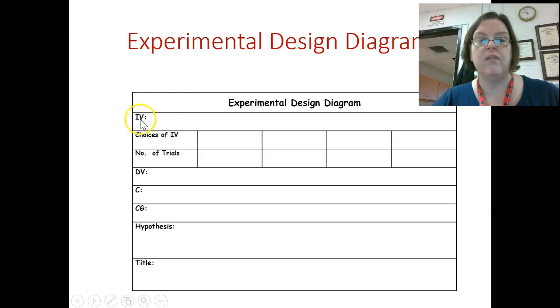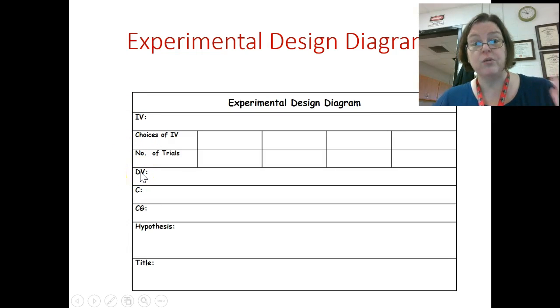What is our independent variable? Then the choices of IV. What things are we choosing to change? How many trials are being done? So all of the top 3 are part of your IV discussion. DV. Define what the DV is. What are you measuring? You write it down right there. What things are you keeping constant? So anything kept constant is written here. Control group. Which one of these choices of IV represents normal? And then finally, a place for you to write your hypothesis, an if-then statement.